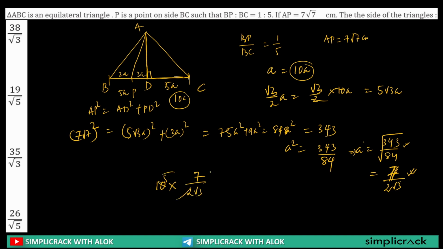So 2, 5. 7 into 5 is equal to, side is equal to 35 by root 3. 35 by root 3 centimeter. What is the answer? C is the answer. Okay. I hope now this is clear to each and every one of you.